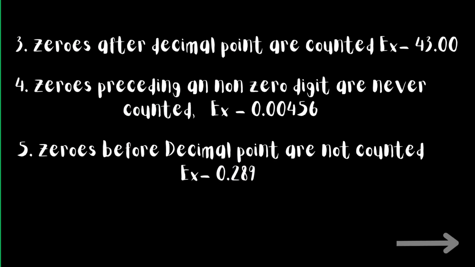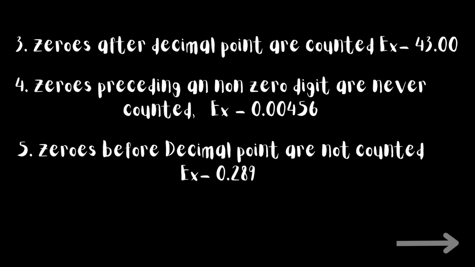The third rule is zeros after the decimal point are counted. Students, if we take an example as 43.00, as per the rule, the zeros are always counted when they're after the decimal point. As these 2 zeros are after the decimal point, these zeros are counted and the number of significant digits is 4, students. The next rule is zeros preceding a non-zero digit are never counted.